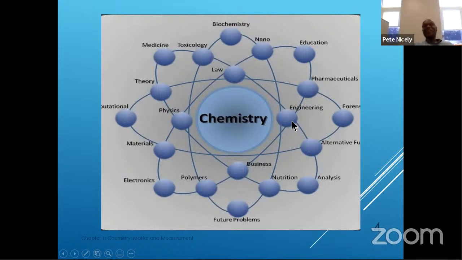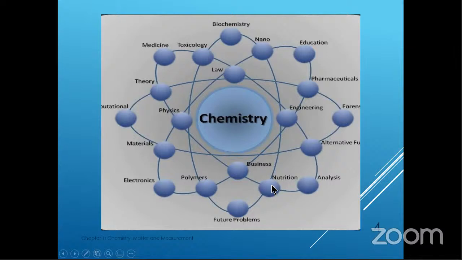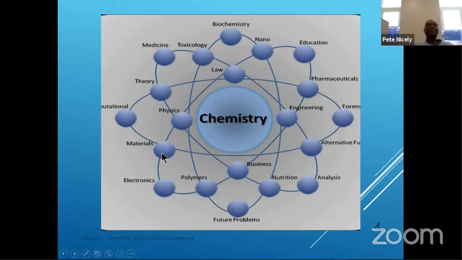Chemistry also is related to engineering. I don't know if anybody here is majoring in engineering, but you should know that in order for you to major in engineering, you have to do at least, if I'm not mistaken, General Chemistry 2, all right? Chemistry is also important when it comes to the forensic sciences, nutrition, electronics, materials, medicine, toxicology, and of course, pharmaceuticals. So basically, chemistry is very important and relates to almost all the sciences.